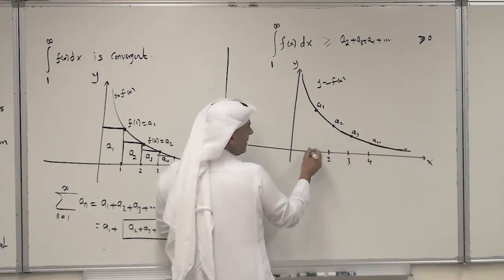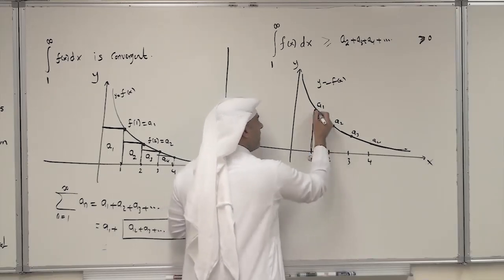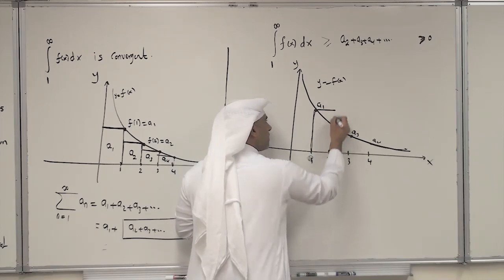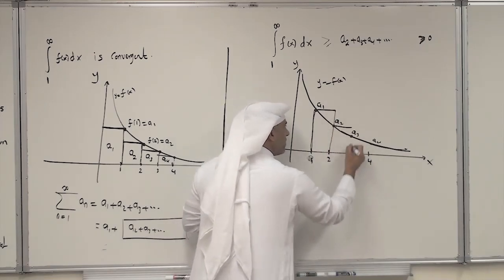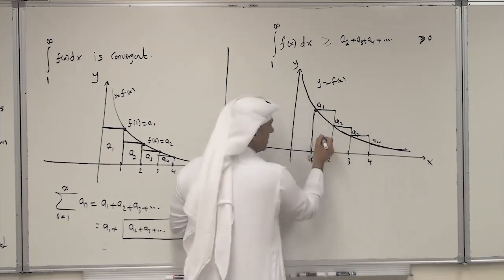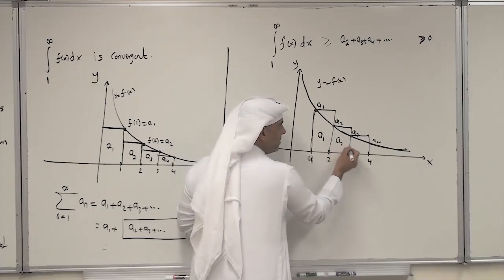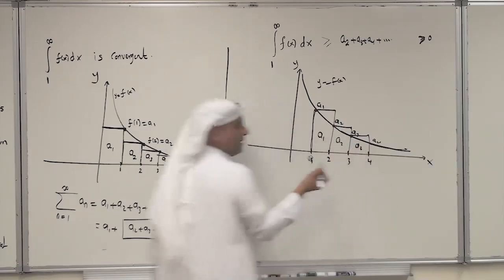I will form different rectangles now. I will form these rectangles. Look, the value here is A1, and I will form this rectangle. Look, the second one will be like this. The third one also will be like this. Okay, fine. So what is this? This is A1, exactly, because this is 1 times A1. The area here is A2. The area here is A3.